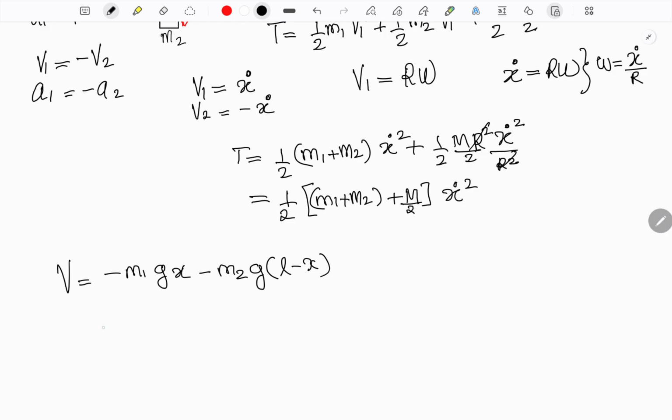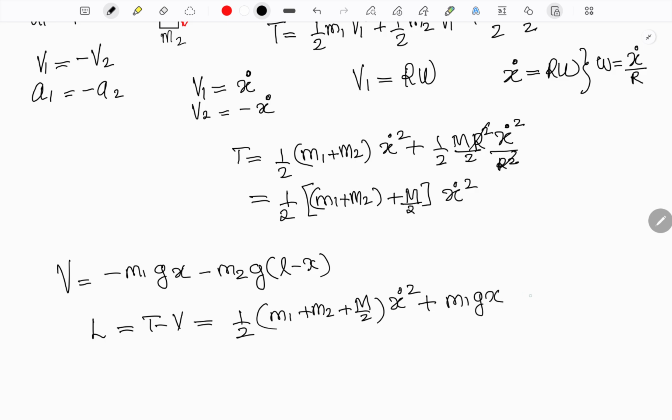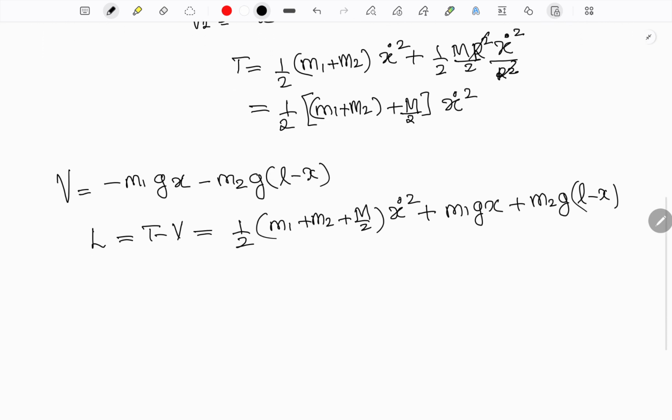Now let us write the Lagrangian of the system. L is equal to T minus V. So that will be equal to half (m1 plus m2 plus capital M by 2) x dot square minus the potential energy, that will become plus m1gx plus m2g(l minus x). So we got the Lagrangian of the system.